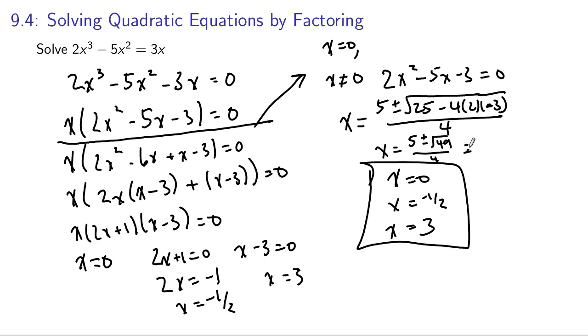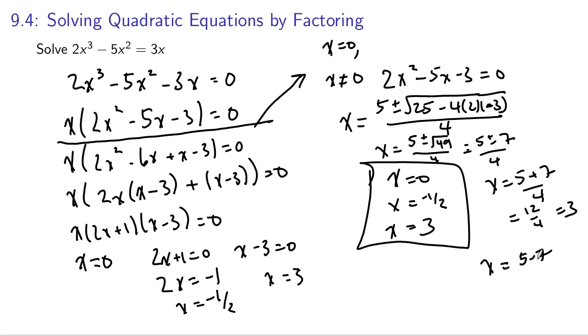49 is a perfect square. It's 7 squared, so we could write this as 5 plus or minus 7 over 4. So x would be 5 plus 7 over 4, which is 12/4, which is 3. Or it would be 5 minus 7 over 4, which is minus 2/4, which is minus 1/2. And now we have our three answers: x is 3, negative 1/2, and 0. The same answer, so there's another way of doing the same problem.